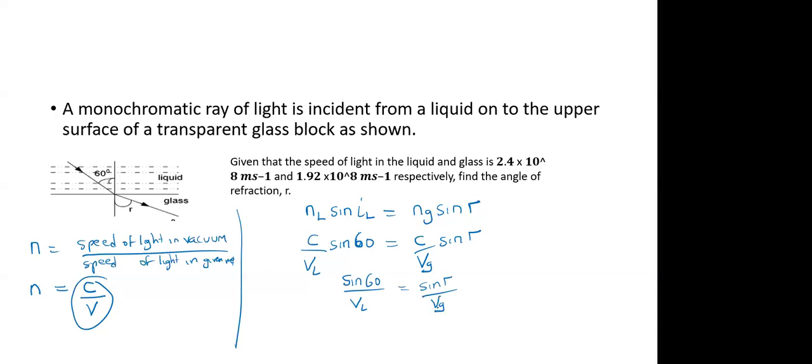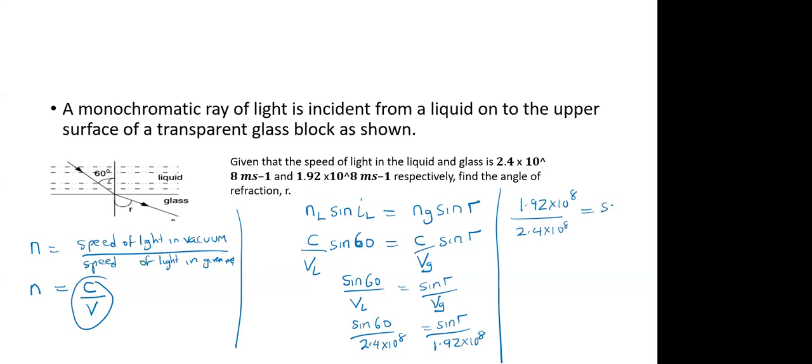So I remain with sine of 60 out of V_L is equal to sine of r out of V_G. You can notice that you have V_G and V_L. So I can say sine of 60 out of the speed of light in the liquid, which is 2.4 times 10 power 8, is equal to sine of r out of the speed of light in glass, which is 1.2 times 10 power 8. Then I cross multiply, so I'll have 1.92 times 10 power 8 out of 2.4 times 10 power 8 is equal to sine r. Here I have sine of 60.